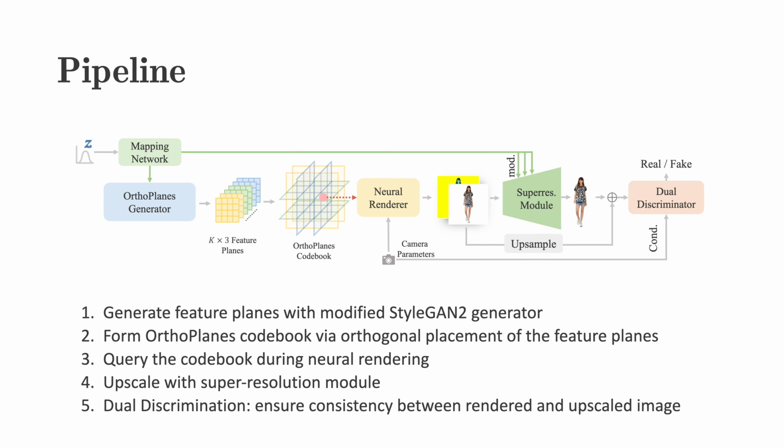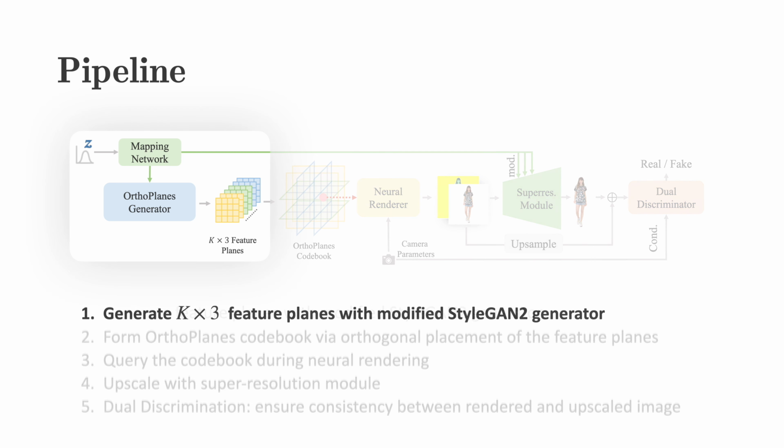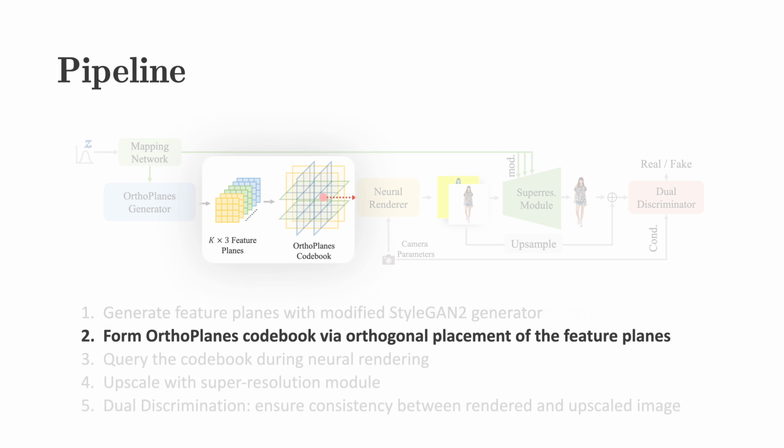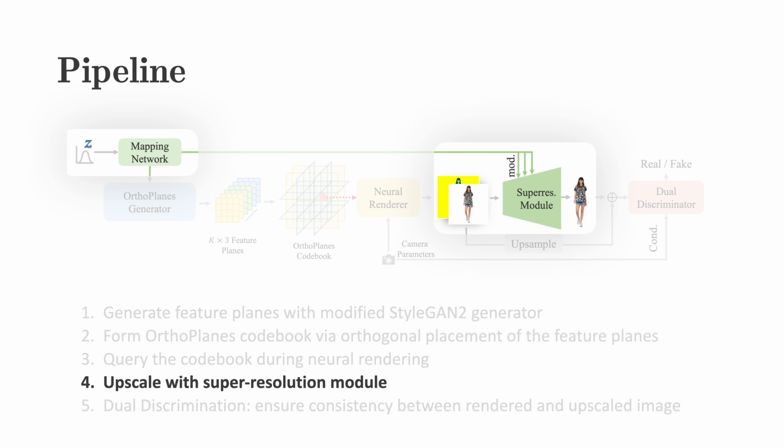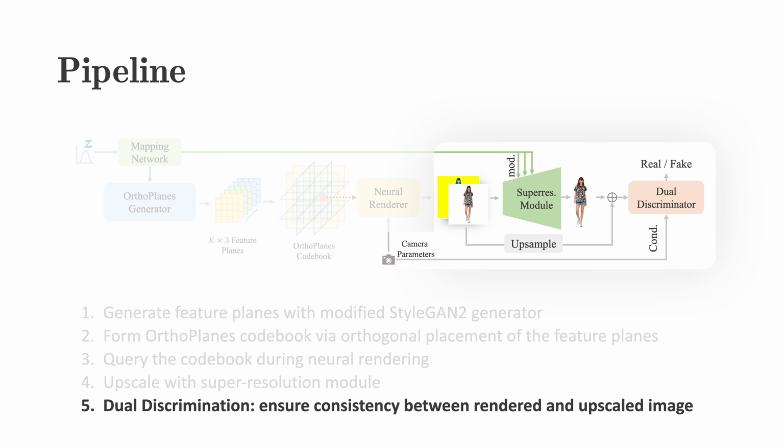To generate 3D-aware images of random objects, we first generate k times 3 feature planes with a modified StyleGAN2 generator. Next, we form an OrthoPlanes codebook by placing the feature planes orthogonal to each other, creating a compact and expressive representation of 3D scenes. Then, we query the codebook during neural rendering to synthesize images from desired view angles. After that, we upscale the rendered images with a super-resolution module to enhance their resolution and quality. Finally, we use a dual discrimination scheme to ensure consistency between the rendered and upscaled images and to train the network in an adversarial manner.